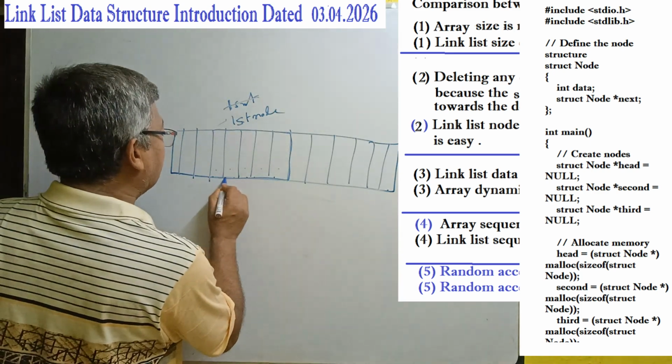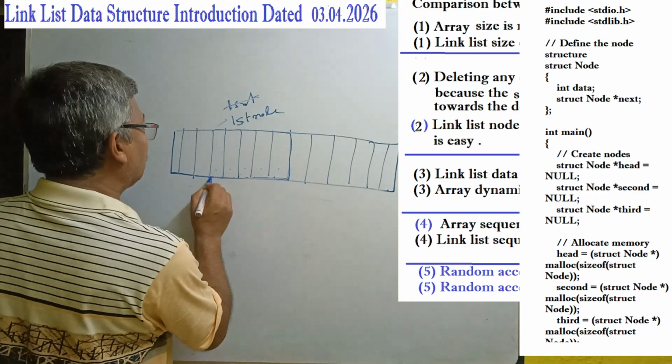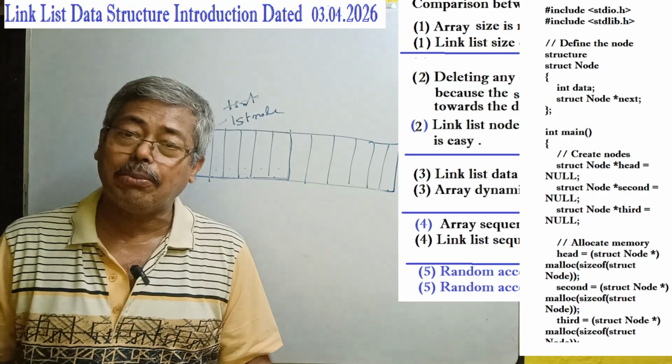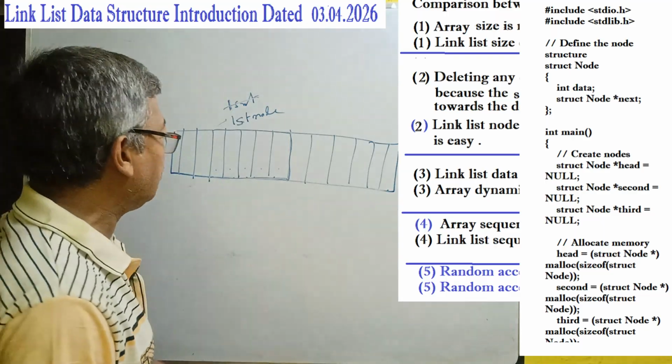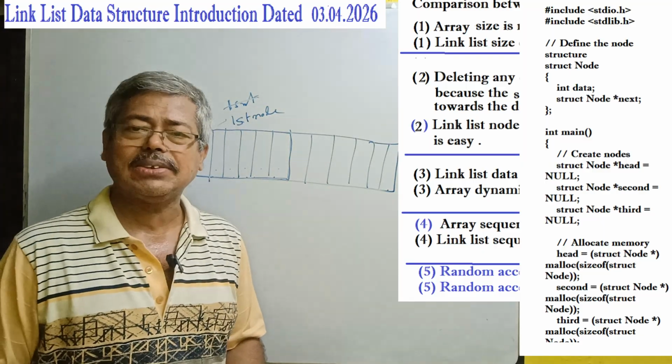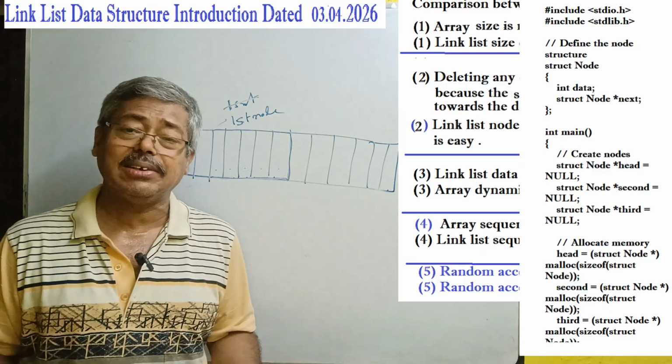So this is the array, and if we search the first element, first portion, the time complexity is order of 1. And if we want to search any other location, then the amortized time complexity is order of 1.